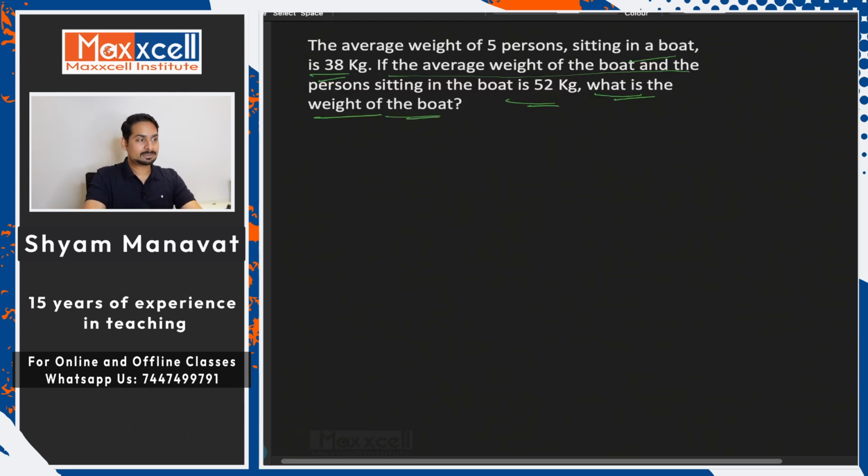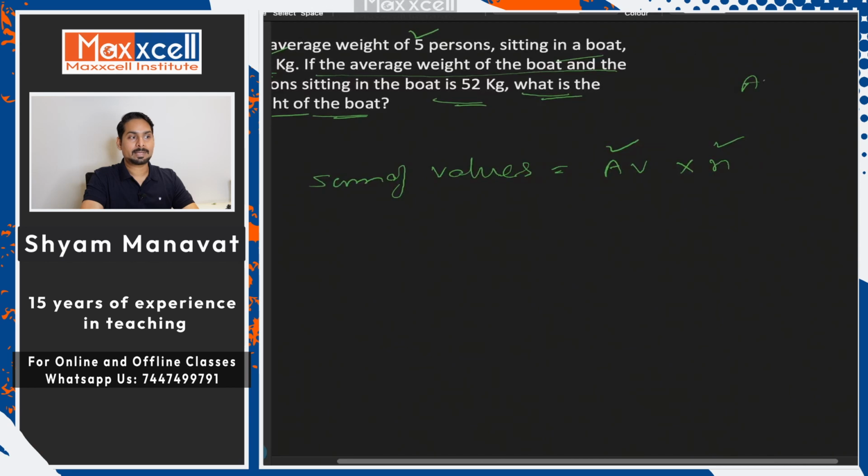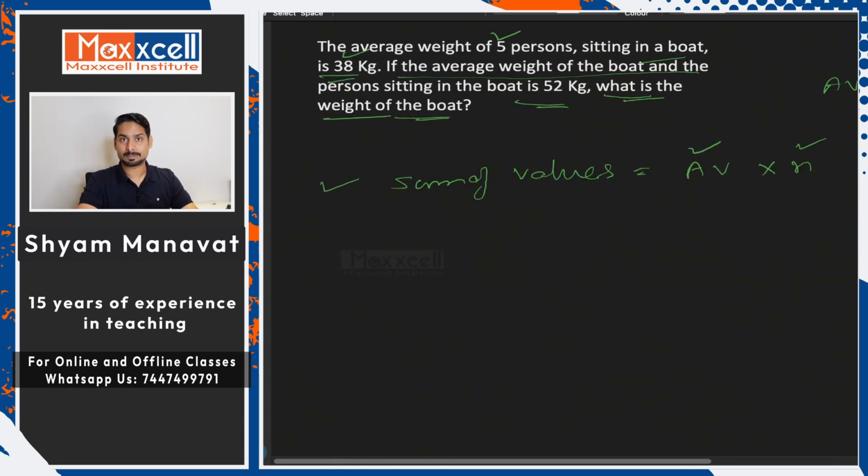Now, can we use the formula which is sum of values? This looks easy here. Sum of values equals what? Average into number of values. Because you see, 5 people have an average of 38, so the average and number of values are both given. So we can use this formula. This formula is derived from average equals sum of values by number of values. Multiply by the number of values and you get sum of values equals average into number of values. So it's not a new or different formula. It's just a modification of the average formula. All right.